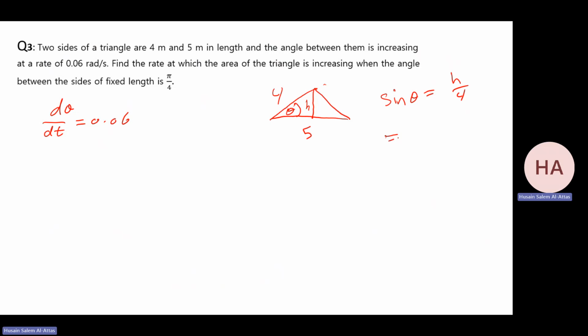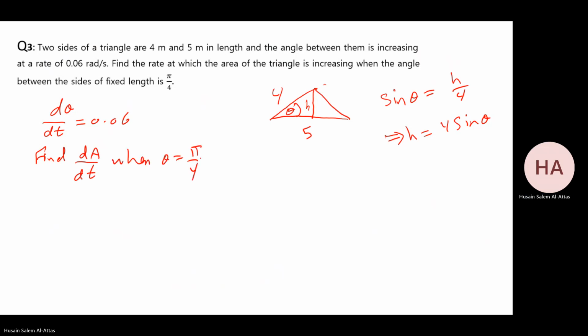That implies h equals 4 sine theta. And I'm looking for what? I need to write this. Find dA by dt when theta equals pi over 4. So you want to relate the area with the angle.